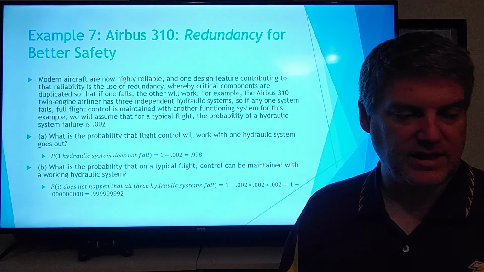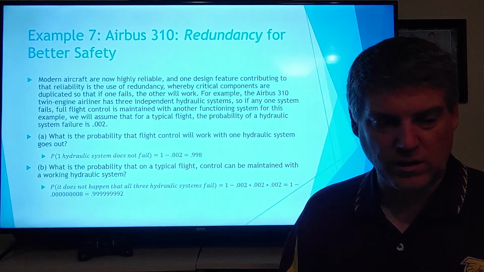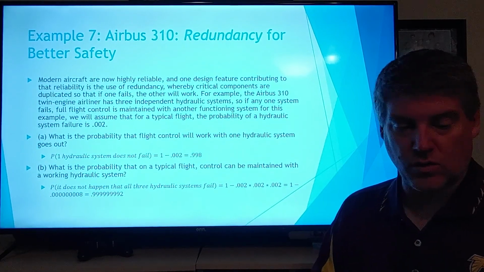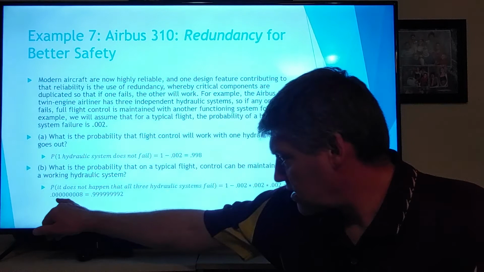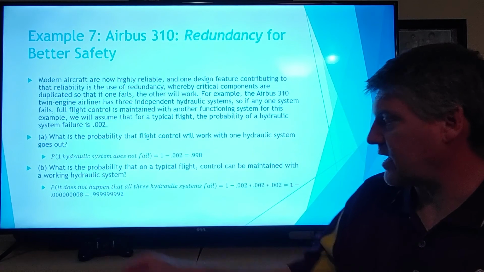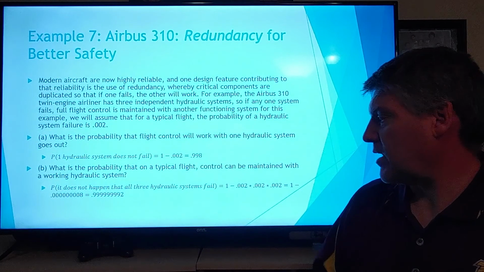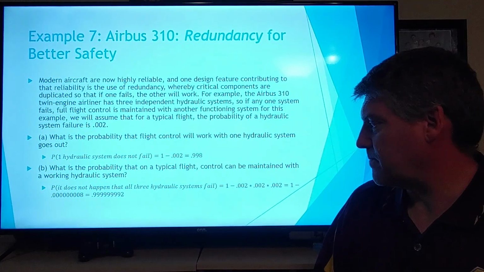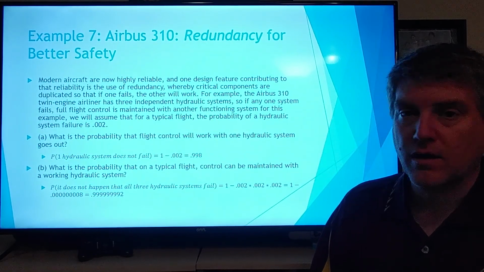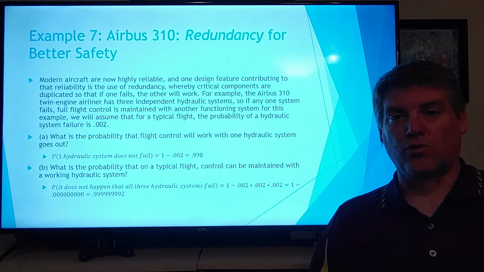The probability that it does not happen that all 3 systems fail is equal to 1 minus 0.002 times 0.002 times 0.002, or 1 minus 8 zeros and an 8, which equals 0.9999. There's going to be 8 9s and a 2 there. So this is the probability that all 3 are not going to fail. All right, so that's working on the addition and the multiplication rule.